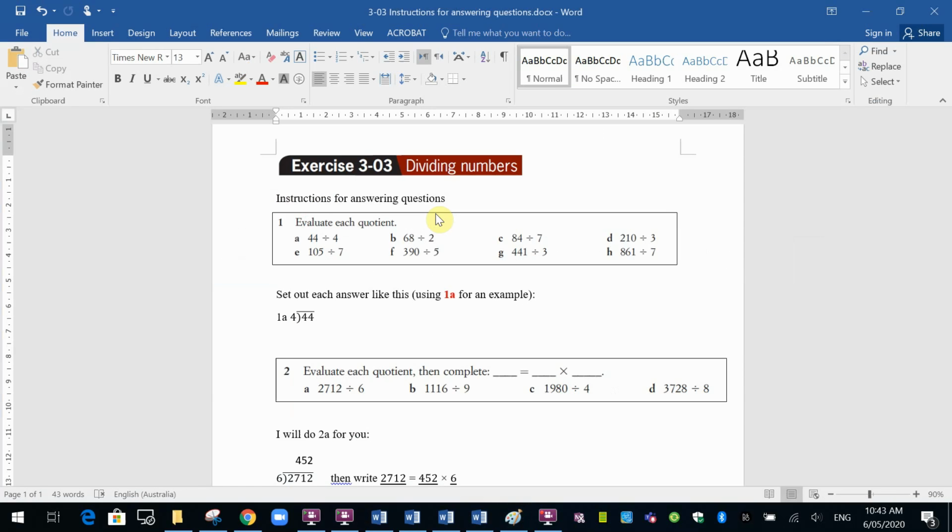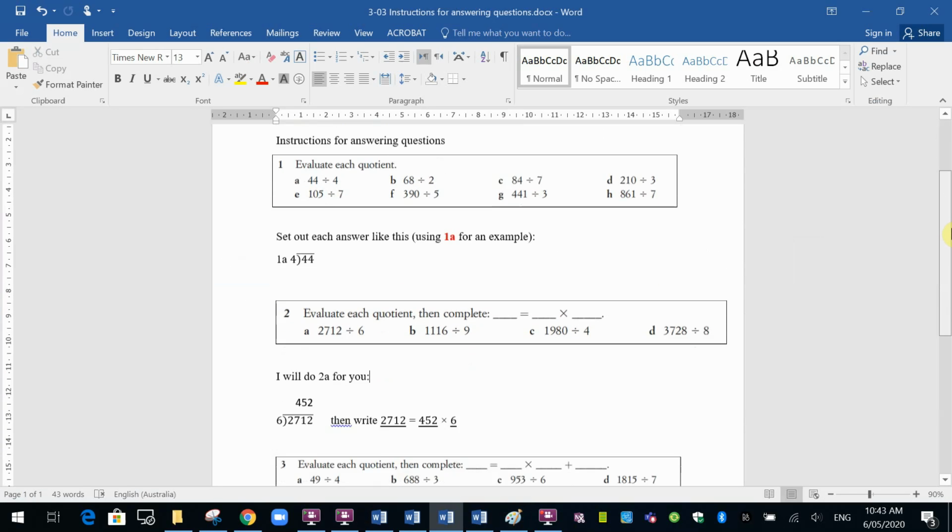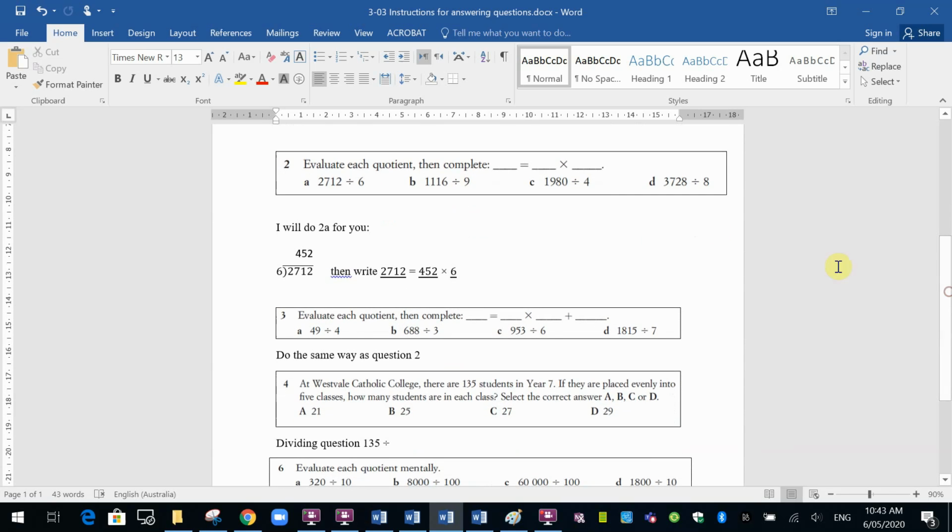Let's go back to our questions. So that's how you do 1E. In fact, that's how you do all of those ones. Okay, question 2. I've got here 4 questions, and it says evaluate each quotient, which means dividing, then complete this. So I did the first one for you, 2,712 divided by 6. In fact, I'll do it in Paint as well.